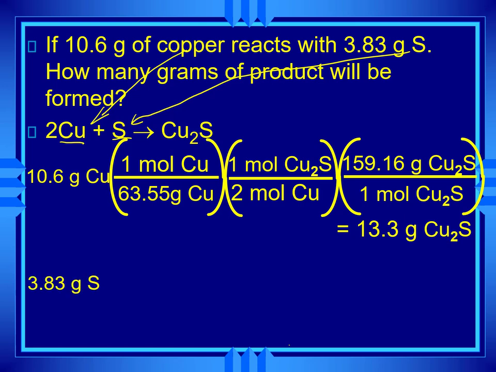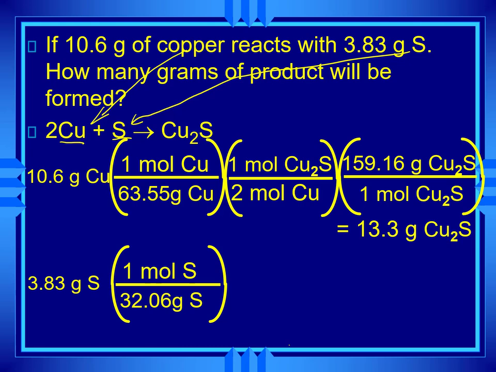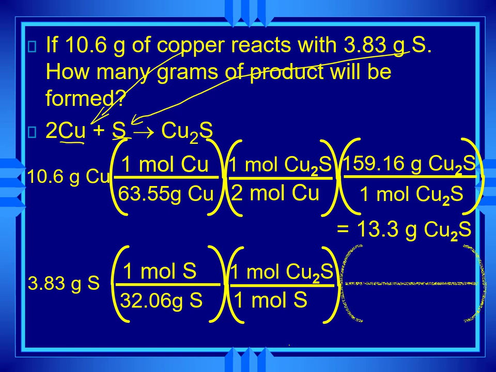What if I run out of sulfur? Well, I go through the same process. I take grams of sulfur, change it into moles of sulfur using the number off the periodic table. Take the moles of sulfur and change it into the same product. And then take the moles of copper 1 sulfide and change it into grams of copper 1 sulfide, just like above.